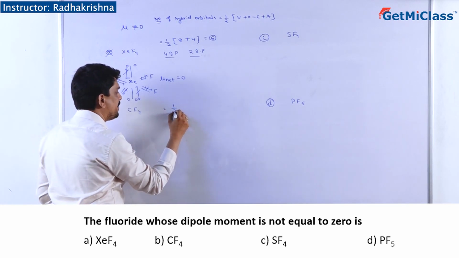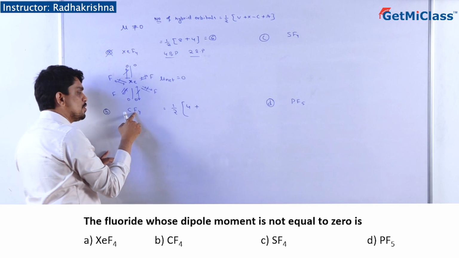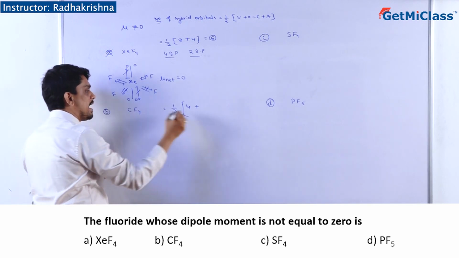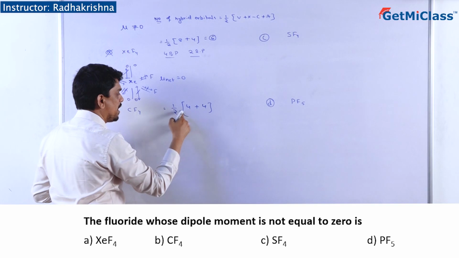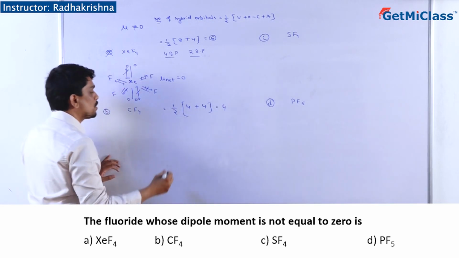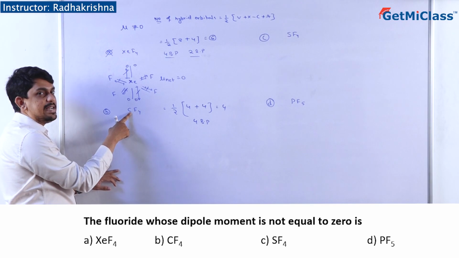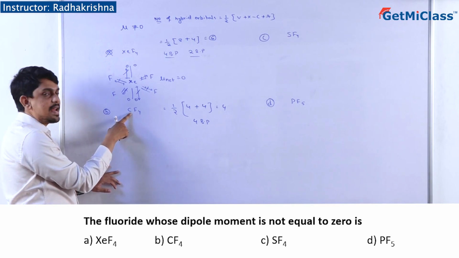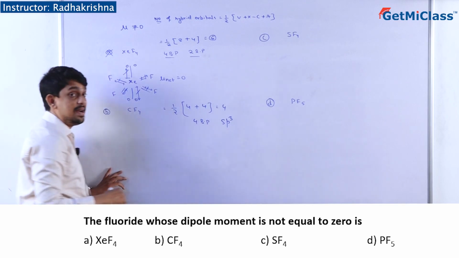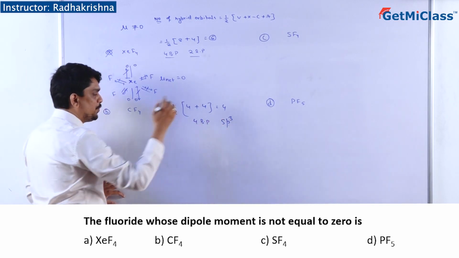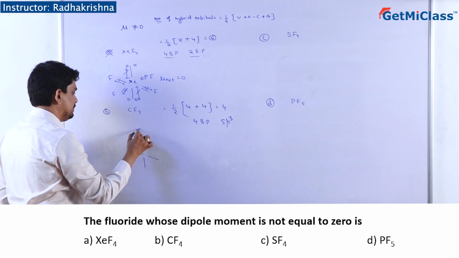Same formula: half into valence electrons of the central atom, 4. The number of monovalent atoms attached to the central atom is 4. Cations not there, anions not there. 4 and 4, 8. By 2 is 4. So out of 4, all 4 are bond pairs. I know carbon cannot have d orbitals, so 4 means it has to be sp3, tetrahedral.